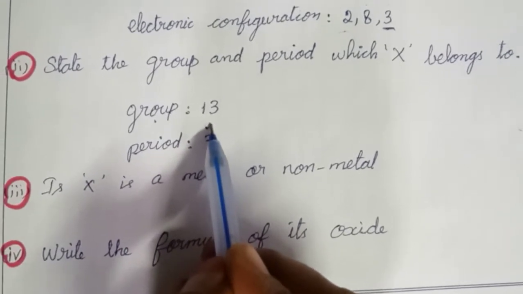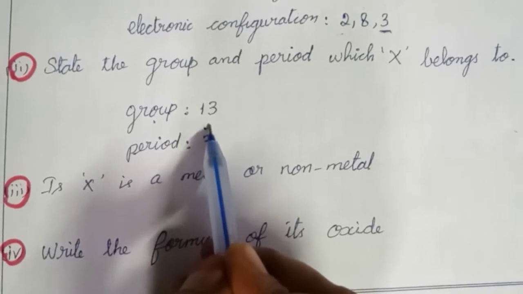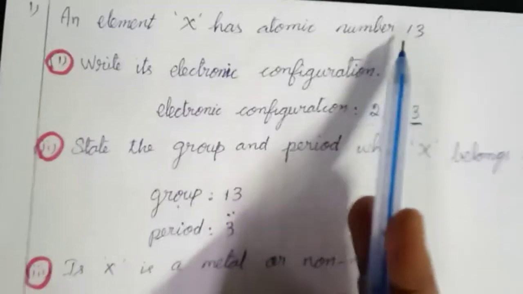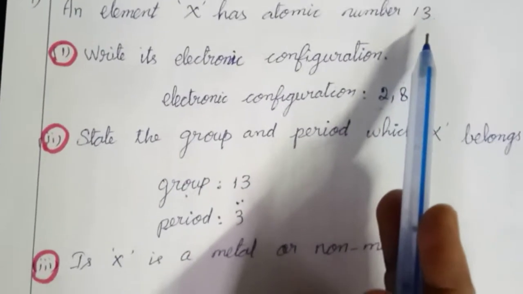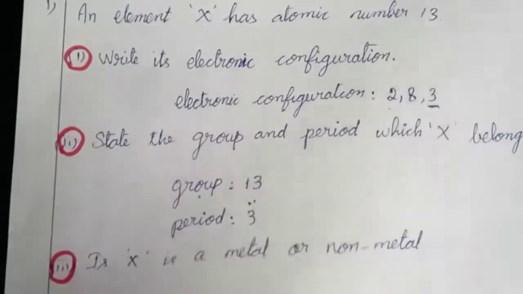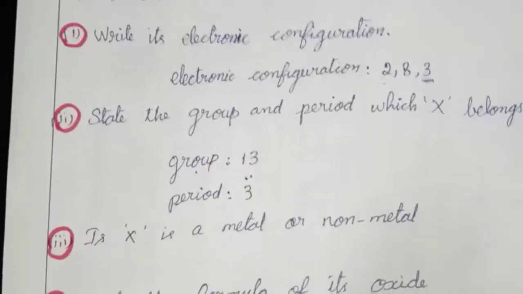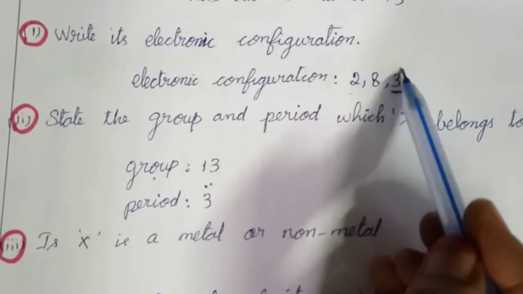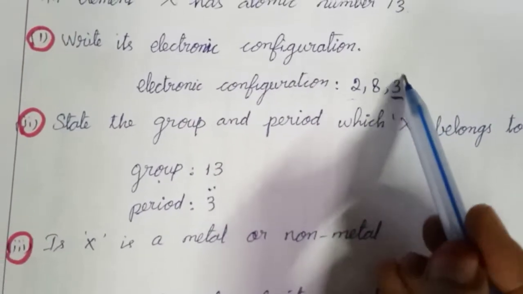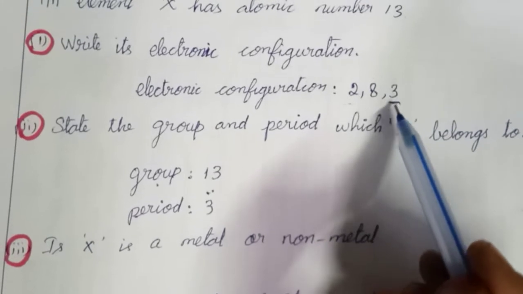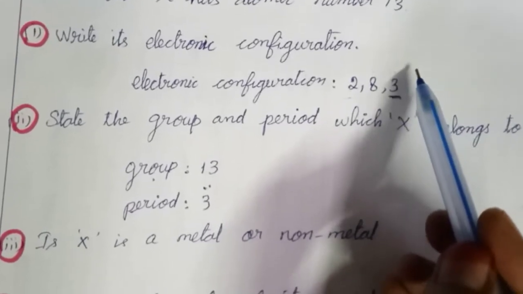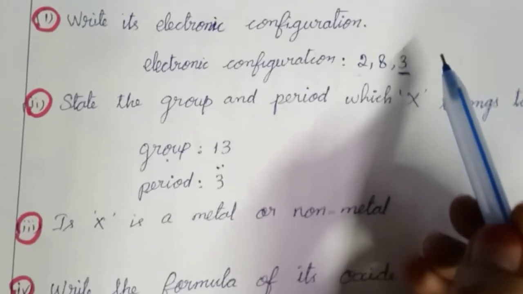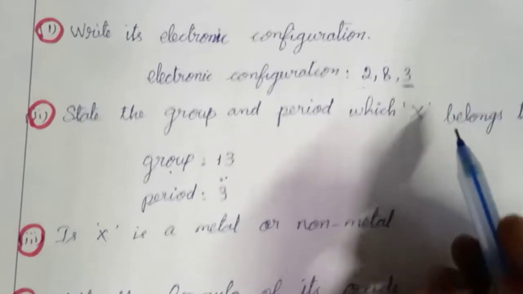You know that boron has atomic number 5. So here, what is the atomic number of this X? 13. So it is not boron. So except boron, the remaining members in group 13 are metals. Or simply, it loses its outermost electrons and forms a positive ion. Metals surely form positive ions. So it is a metal.